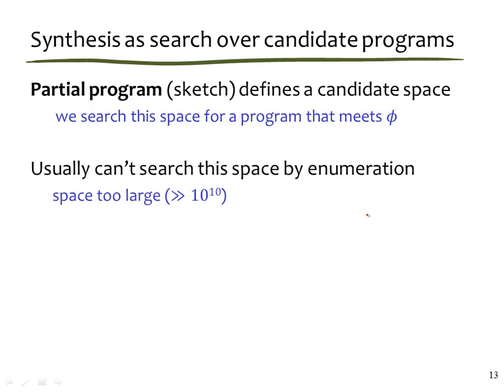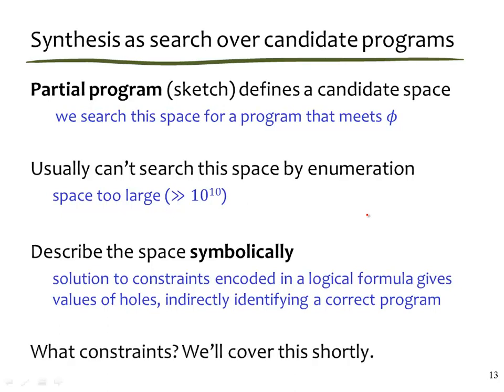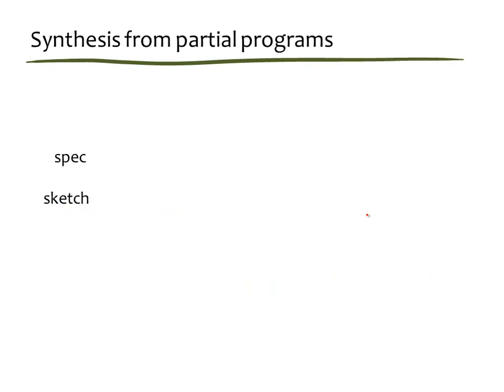Those spaces are bigger than 10 to the 10, often 10 to the 50 or so, so we need to do better than enumeration. And we describe that space symbolically with a formula in such a way that the solution to the formula gives values for those holes. And once you plug those holes into the original sketch, you obtain the desired program. So the solution to the formula indirectly identifies the program that we want. What constraints these are, of course, is not obvious from the slide, but we'll talk about it shortly.